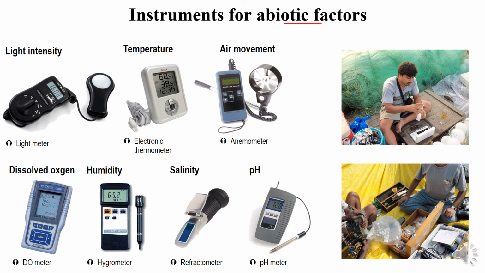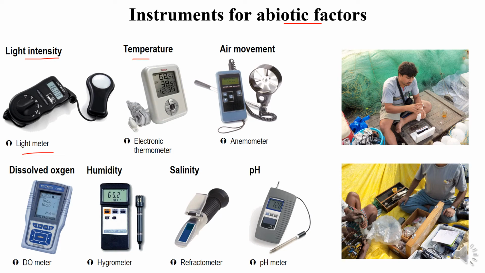So what are the abiotic factors? There are lots of abiotic factors: temperature, salinity, humidity, DO, then the different nutrients. Different techniques are there. So what instruments are we using? Light intensity may be measured by a light meter, which measures the intensity of the light. You can also measure the PAR, photosynthetic active radiation.